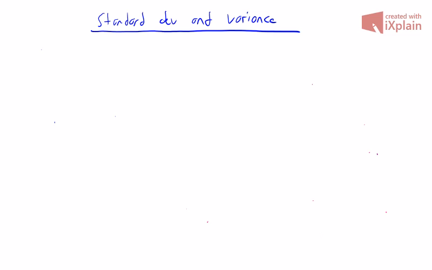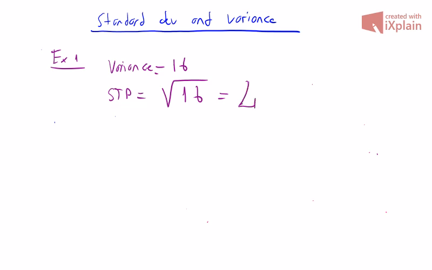So we will be doing additional questions which will reinforce the learning process. So example number 1. The standard deviation is the square root of the variance. So if we calculate the variance as 16, the standard deviation is the square root of the variance. So the square root of 16 will be equal to 4.